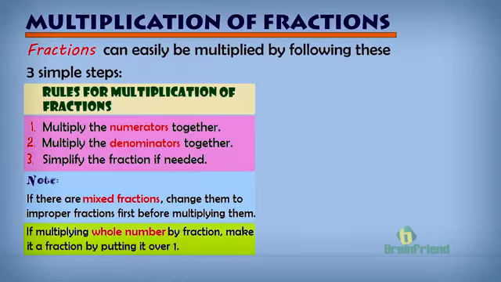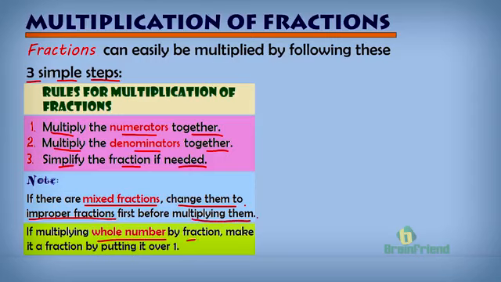Now, fractions can also easily be multiplied by following 3 simple steps. All right? The steps are multiply the numerators together. Also, multiply the denominators together. Simplify the fraction if needed. They are very simple rules. But take note that if you have mixed fractions, again, convert them first to the improper fraction form before you carry out your multiplication. Also, if you are multiplying whole numbers by a fraction, make it a fraction by putting it over 1. Let's see what we mean.